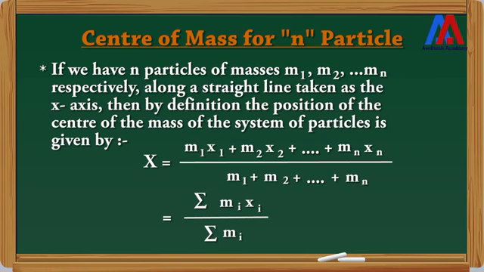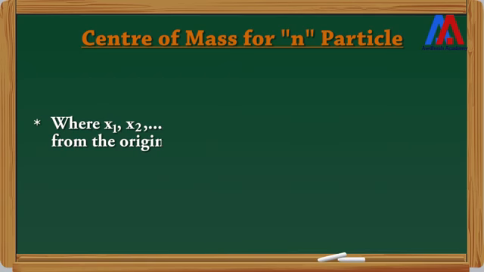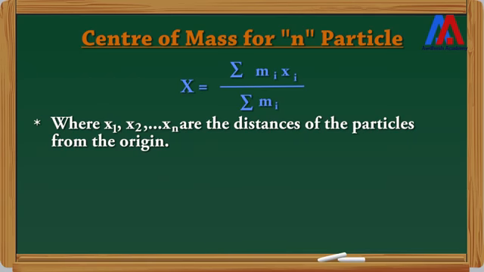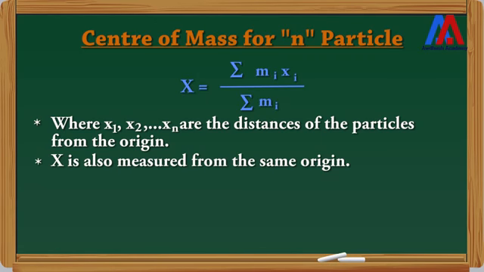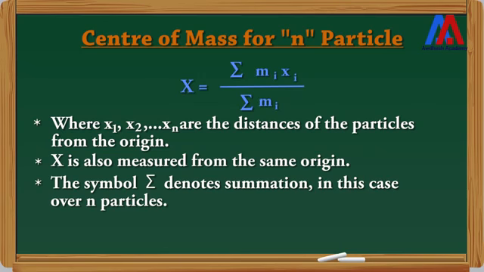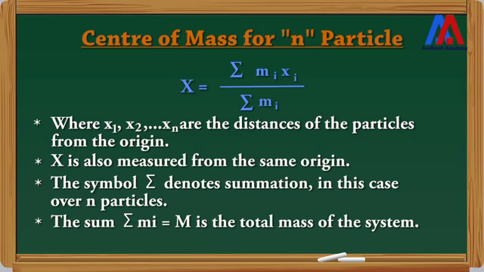So we can summarize that and write that x is equal to sigma of mixi divided by sigma of mi, where x1, x2 and xn are the distances of the particle from the origin. X is also measured from the same origin and the symbol sigma denotes the summation, in this case over n particles, and the sum sigma mi will be equal to the total mass of the system.